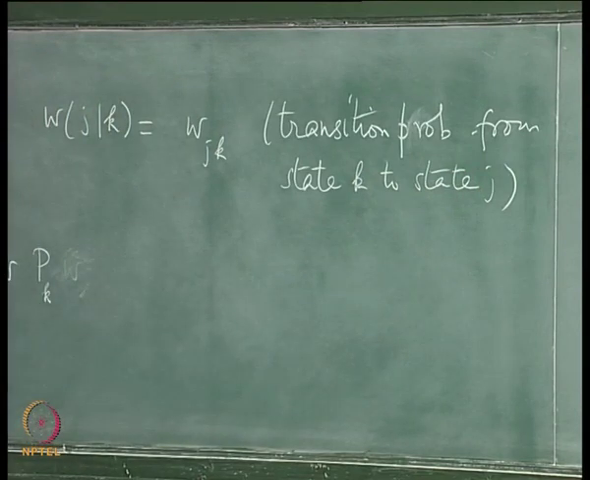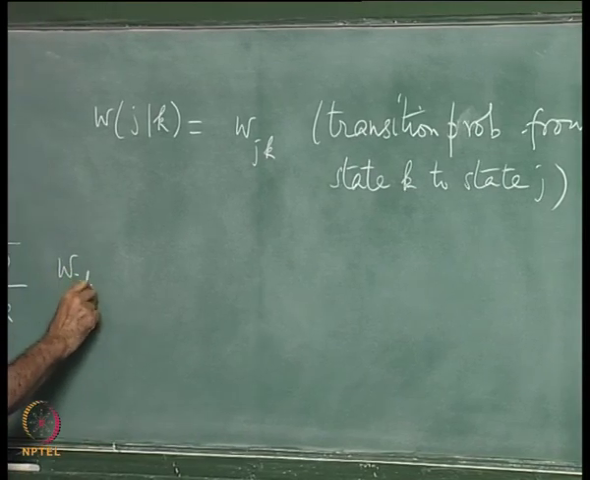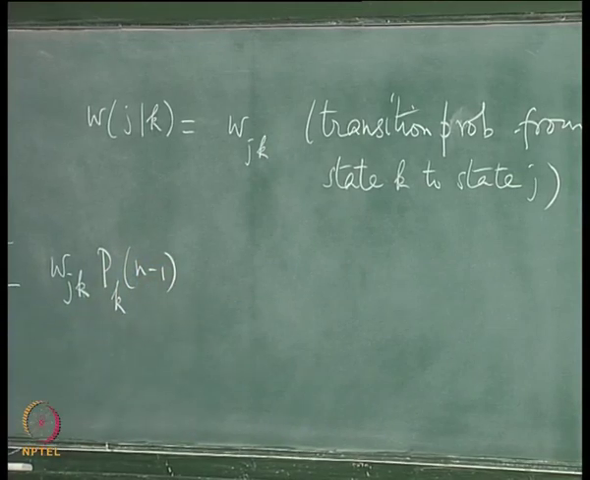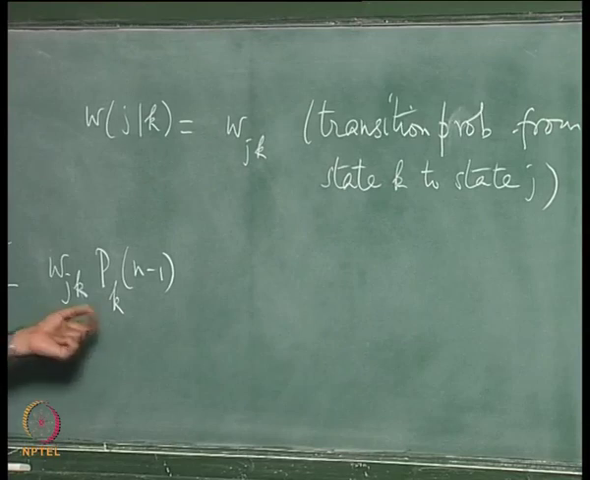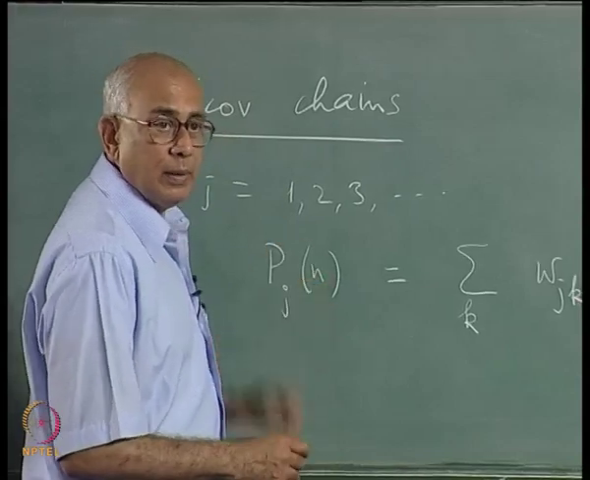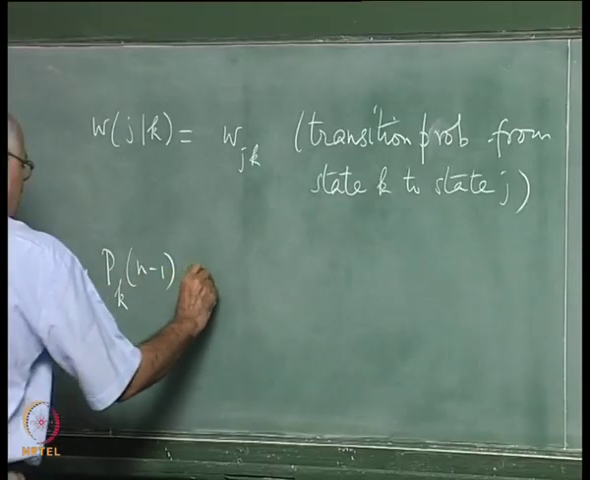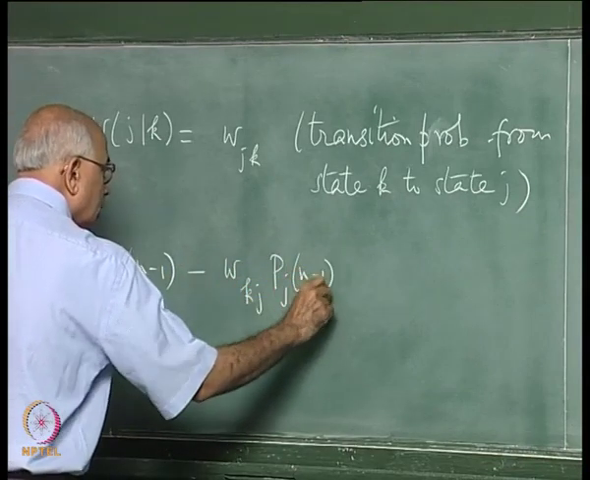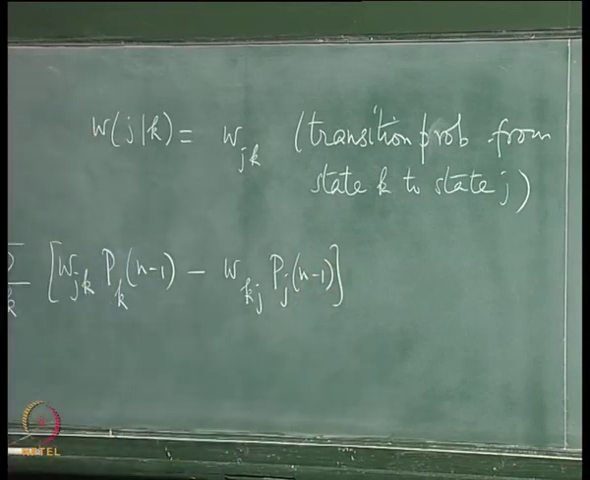So this becomes w j k pk at time n minus 1. Having reached the state k at time n minus 1, it then jumps from k to j, so that it contributes to pj of n at time n. Minus, there's a loss rate which is w k j pj at time n minus 1. This is the master equation for a Markov chain.